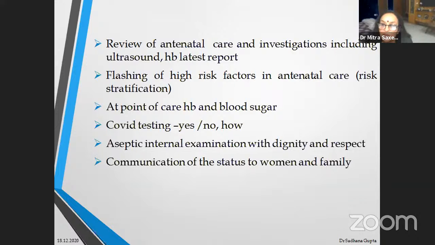Thank you. Dr. Vijaya, will you please tell us about your hospital facility? Yes, first please describe your facility, and then what are your protocols?